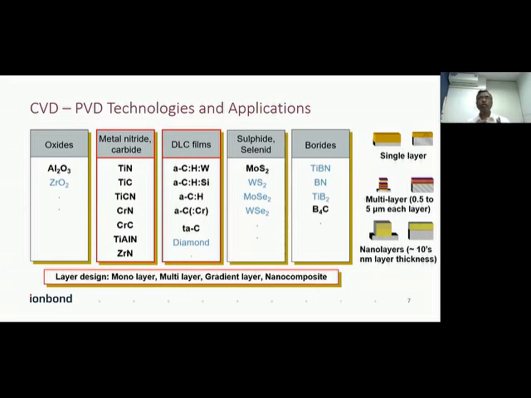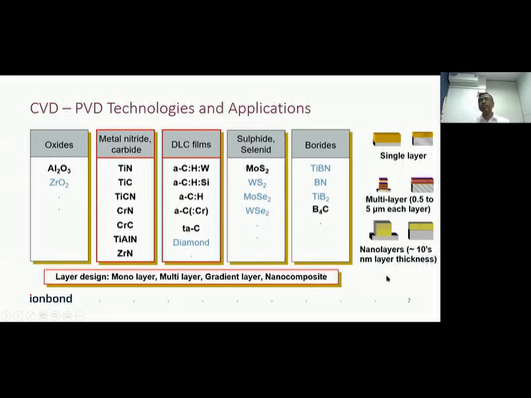The coating thickness ranges from 1 micron or several nanometers to 10-12 microns in the case of PVD. And with CVD, we can go slightly higher, up to 20-25 microns. So here you can see that we have single layer coating, multi-layer coating, or nano layer coating.